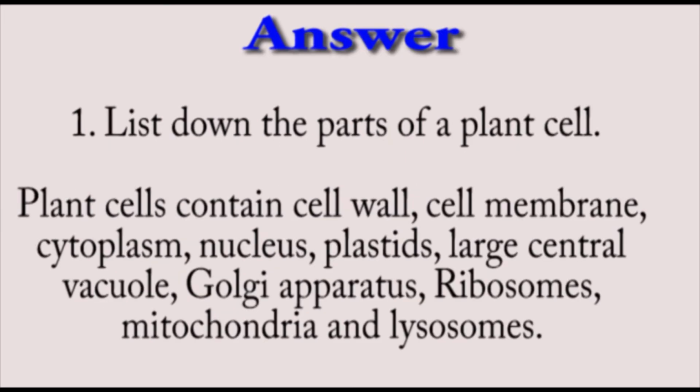Let's look at the answers for each question. List down the parts of a plant cell. Plant cells contain cell wall, cell membrane, cytoplasm, nucleus, plastids, large central vacuole, Golgi apparatus, ribosomes, mitochondria, and lysosomes.